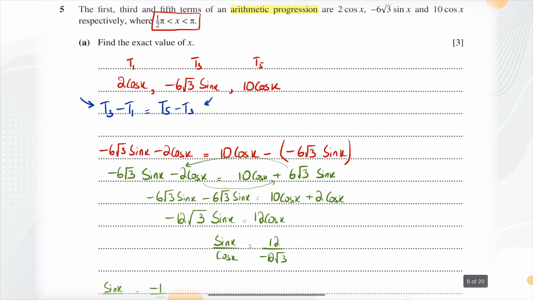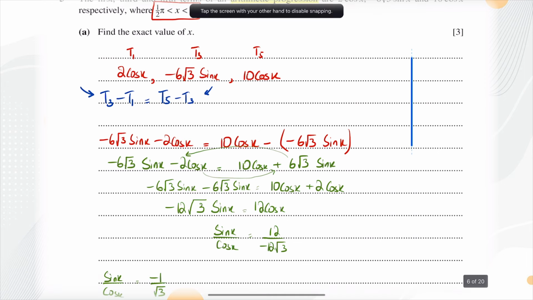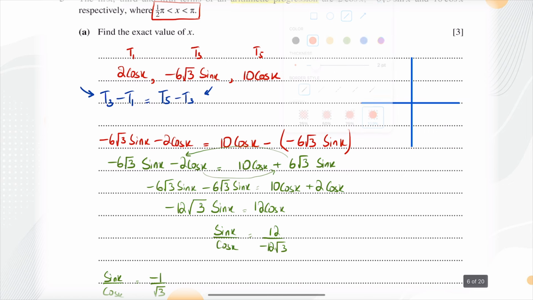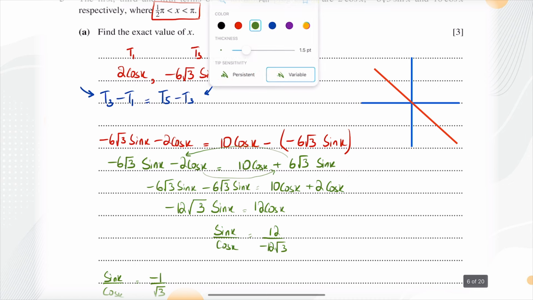So tan x is negative. Where does that happen? In the second and fourth quadrants. That's correct. And make sure that you convert your calculator into radian mode before you do anything else.